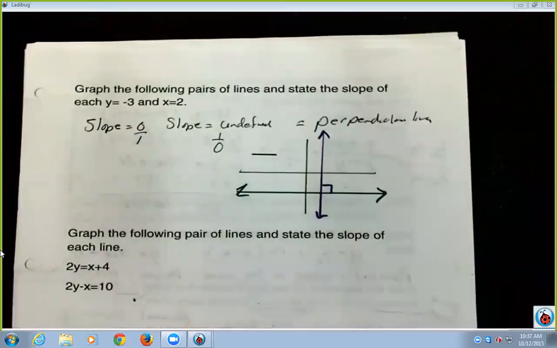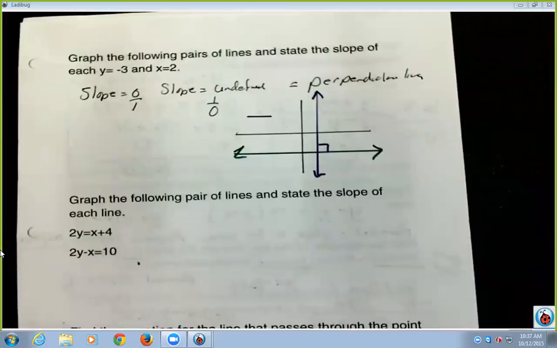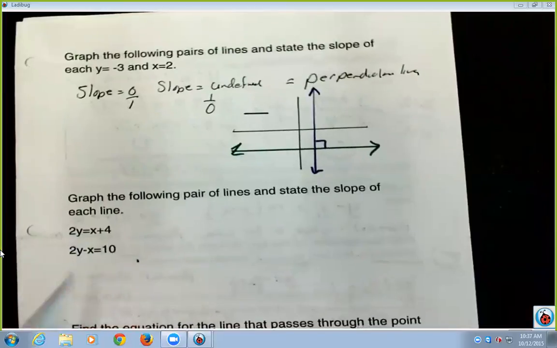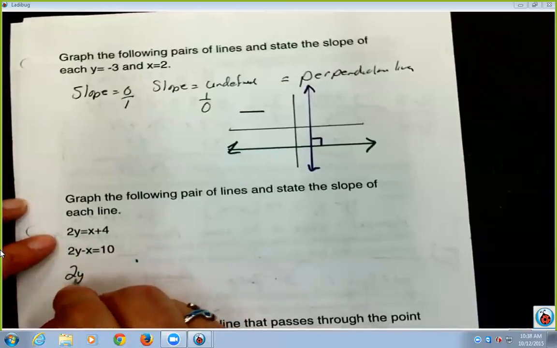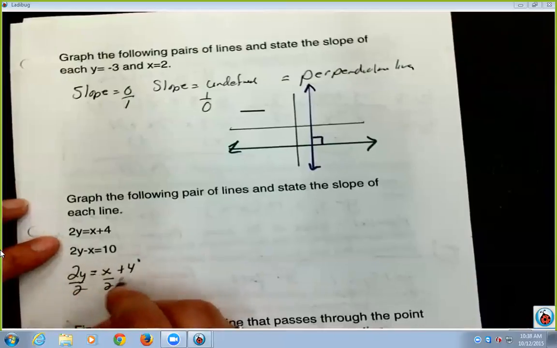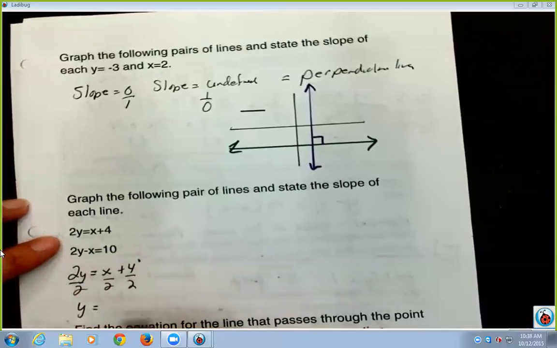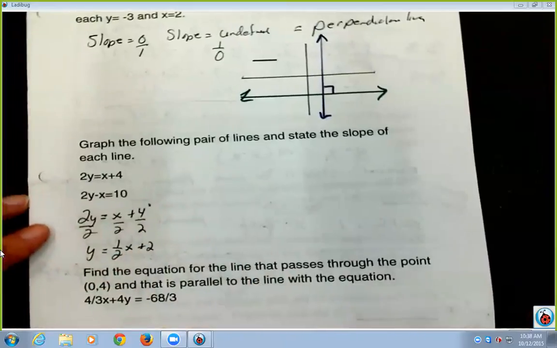Yes or no? Okay. Next one. Graph the following pair of lines and state the slope. Now, when you do this in Hawks, you're going to graph the first one, then you'll graph the second one, and see what happens to them, and see what their shape happens to be. So in the first one, I need to solve for y. So I'm going to divide by 2, and I find y is equal to 1/2 x plus 2. We all good there?